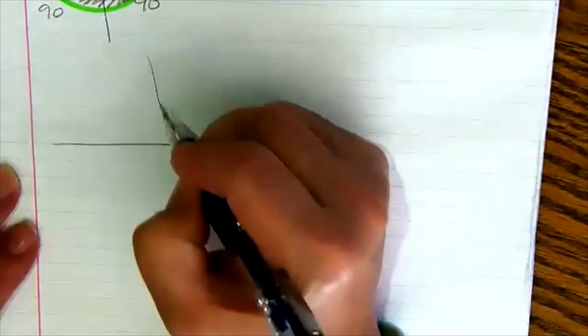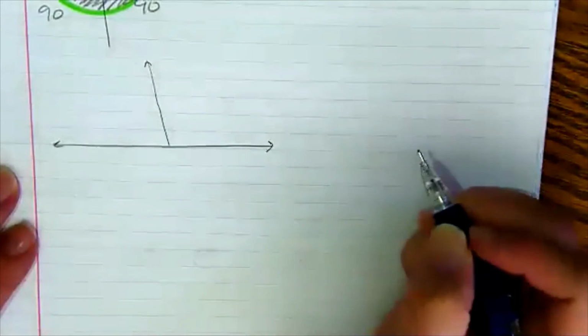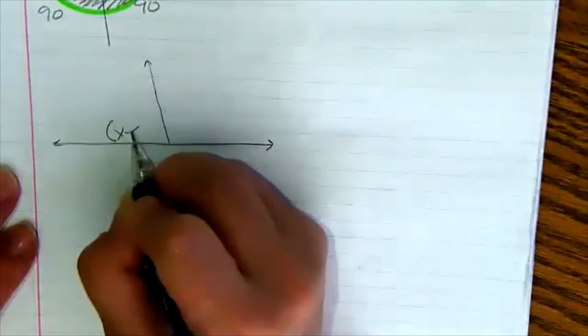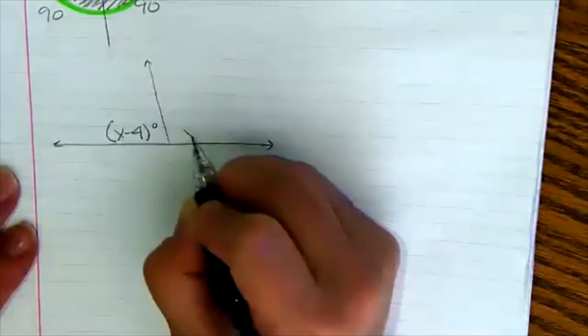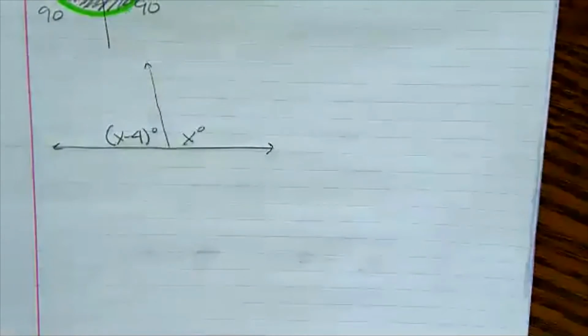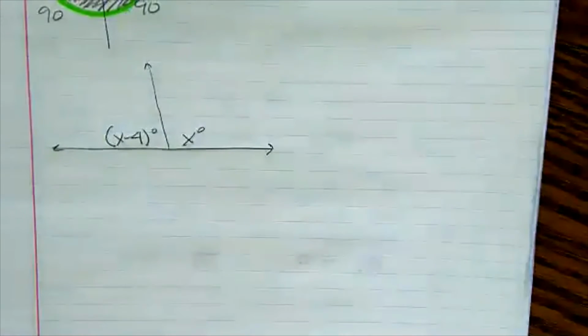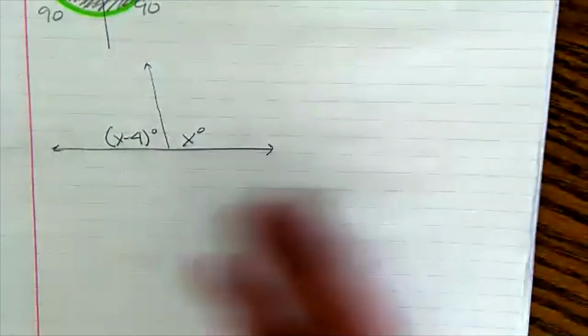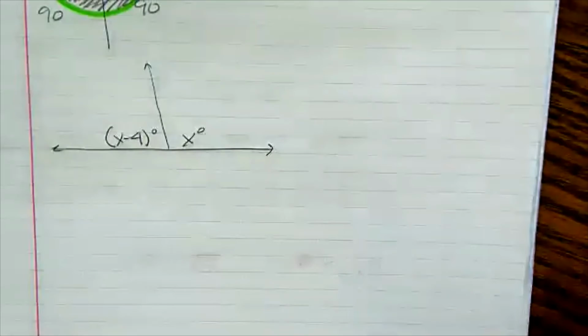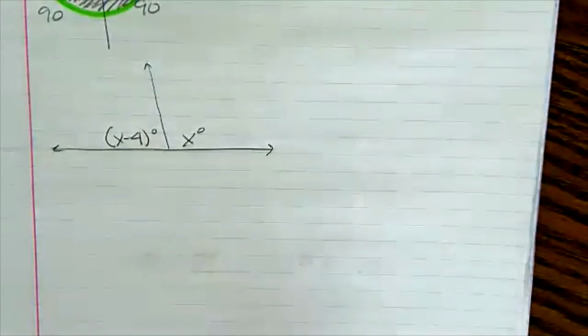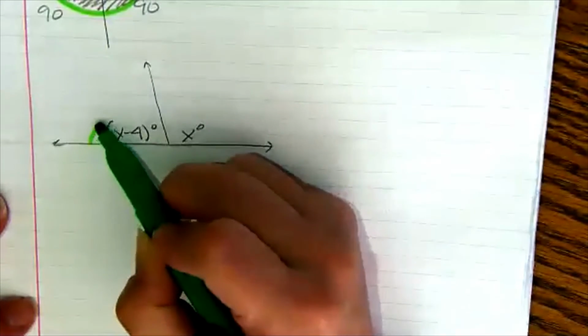Okay, the book gives us a picture that looks like this. And they tell us this is x minus 4 degrees, and this is x degrees. Okay, but how do we do this? I don't have any numbers to work with. Well, actually we do.